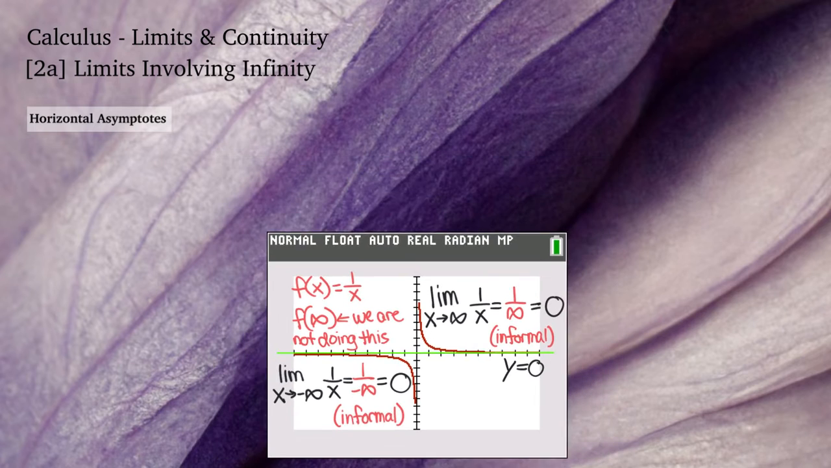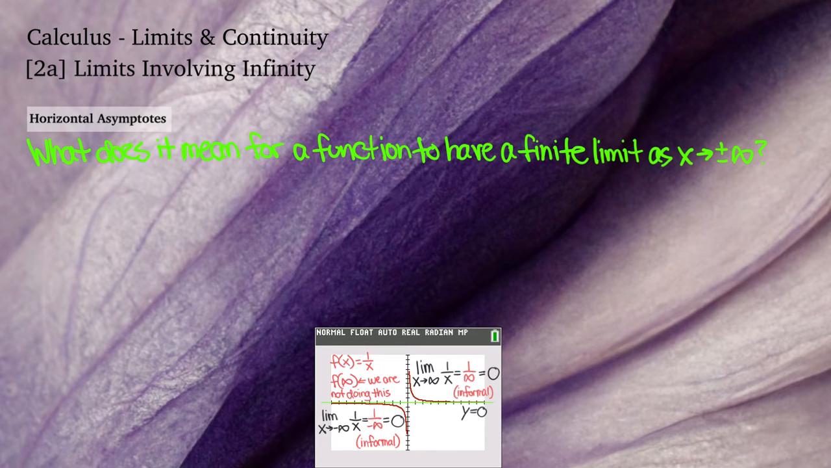Now I have some questions. What does it mean for a function to have a finite limit as x approaches positive infinity or negative infinity? Think about it. X approaches infinity without bound. A point is moving along the curve forever to the right, or forever to the left. And the result is just a number, a real number. Y equals this number is the equation of the horizontal asymptote.